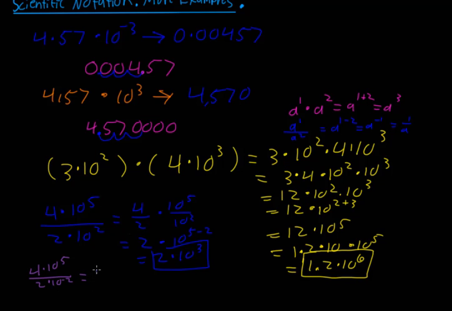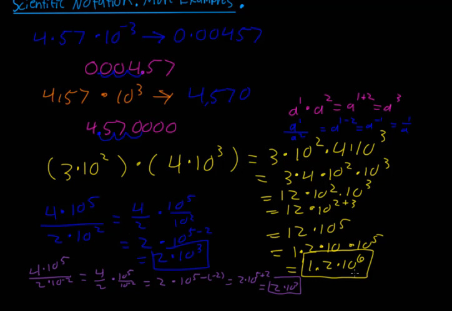So this is actually equal, so we get 4 over 2 times 10 to the 5th over 10 to the negative 2nd, which the first term just becomes 2, and then it's going to be times 10 to the 5th minus the bottom power, so it's going to be minus negative 2, which just becomes 2 times 10 to the 5 plus 2, which is just 2 times 10 to the 7th, and that would be your answer.